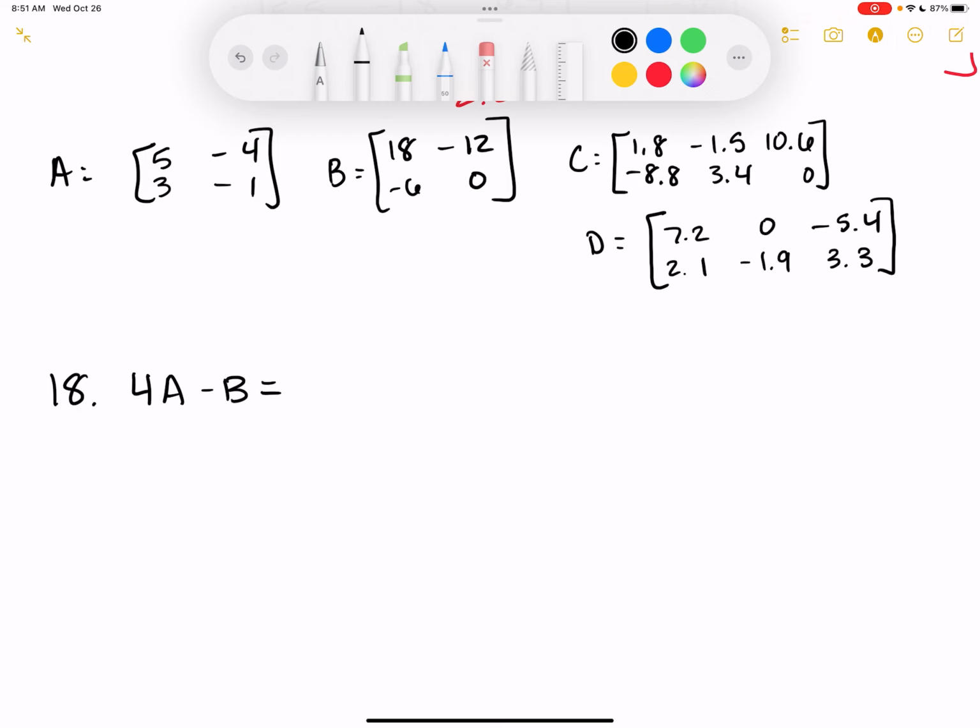All right, we have them all. So we had 4A minus B, and we can type that all in as one thing. So 4, and then the matrix, and you can just pick the named one, A, minus the second matrix, B. So it should look basically just like it is on your paper. Hit enter, and it has solved it for you. So you get the 2 by 2: 2, negative 4, 18, negative 4.